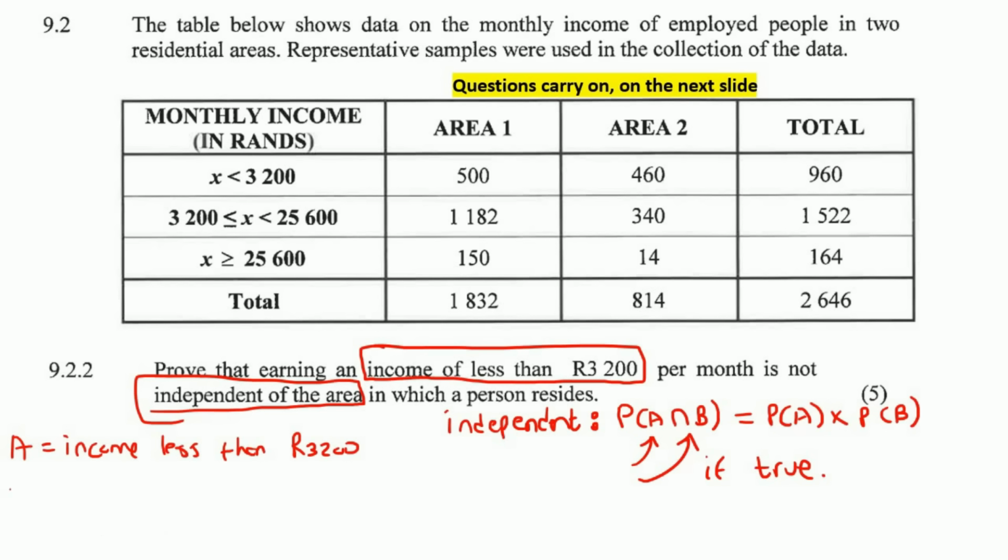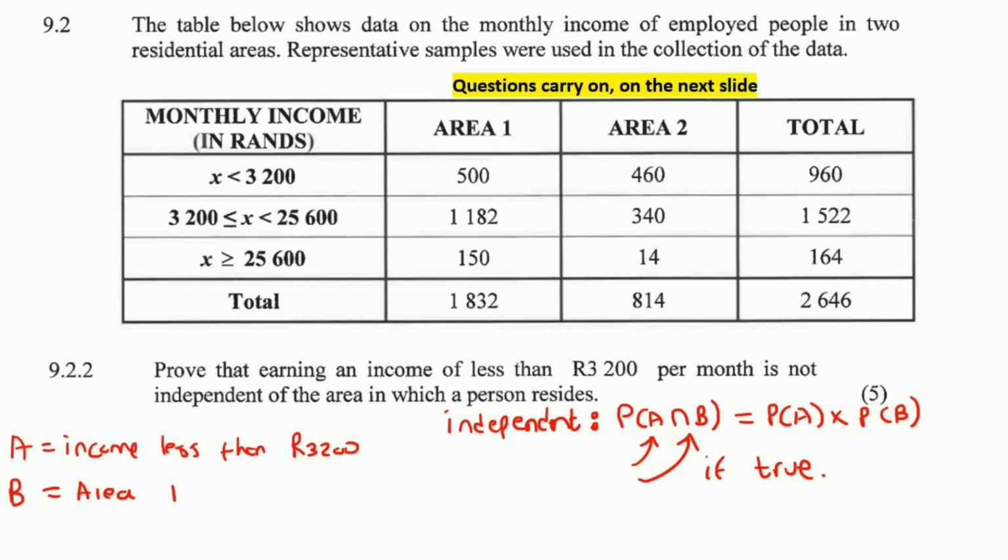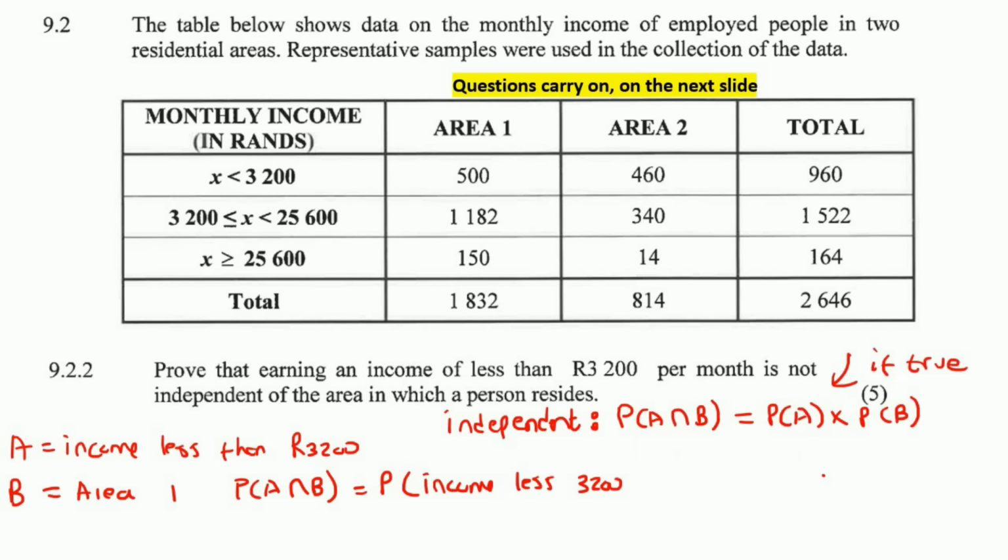Okay, and then let event B be area 1, people who live in area 1. So what we need to do is work this one out first. We need to work out P of A and B. So what is that? That is the probability of income less than 3,200 and who live in area 1.